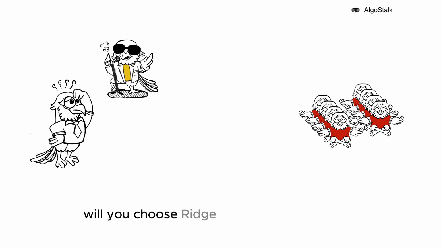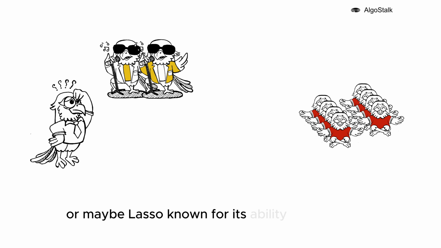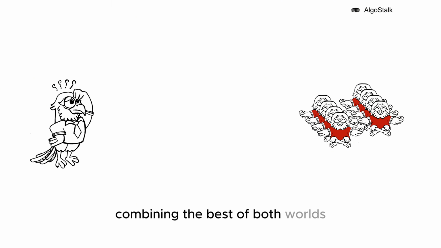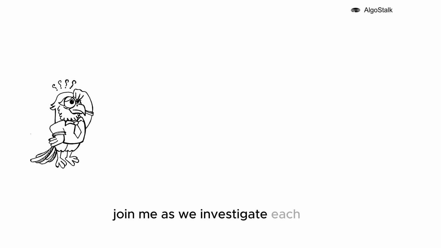Will you choose Ridge, with its smooth moves? Or maybe Lasso, known for its ability to trim the fat? And what about the mysterious Elastic Net, combining the best of both worlds? Join me as we investigate each tool, uncover their strengths, and discover when to use them. Grab your magnifying glass, and let's dive into the world of regression together.